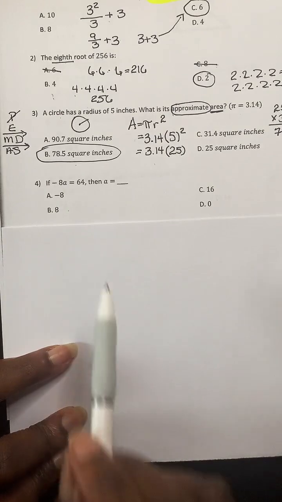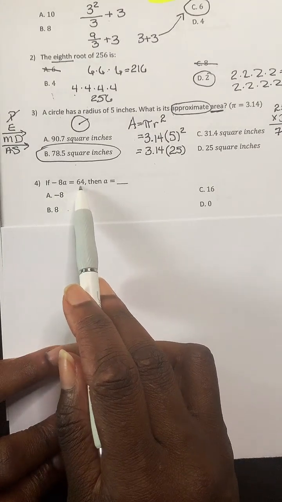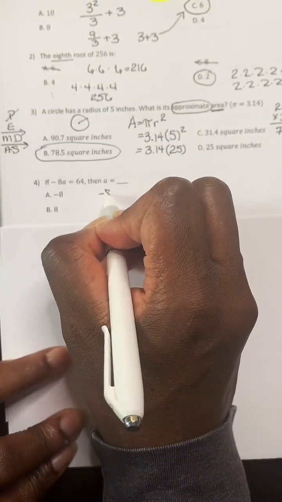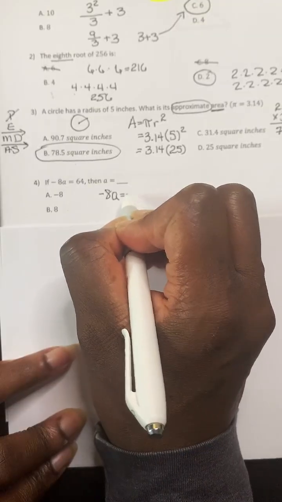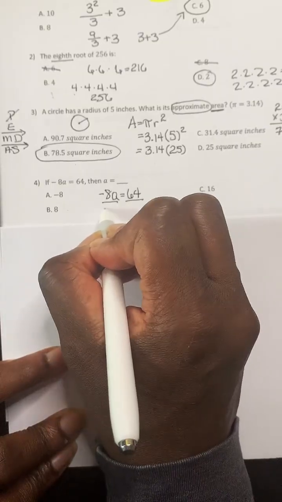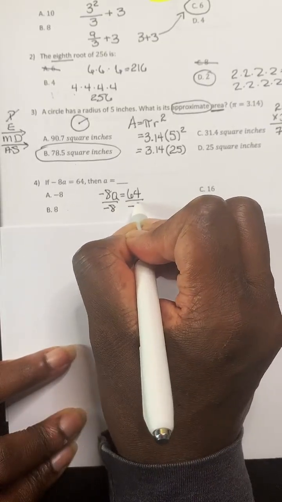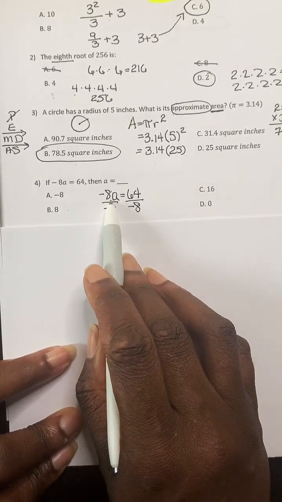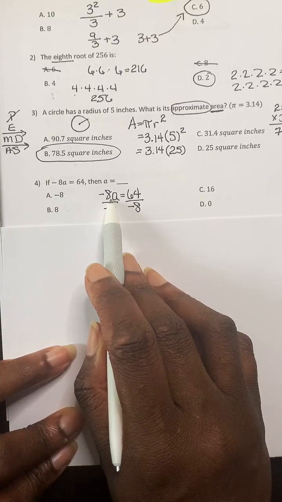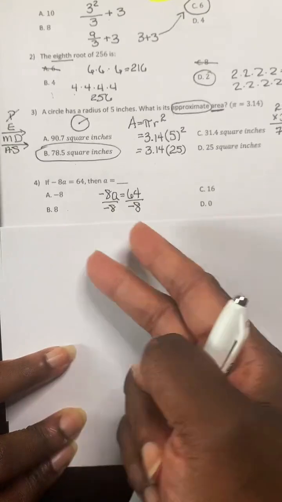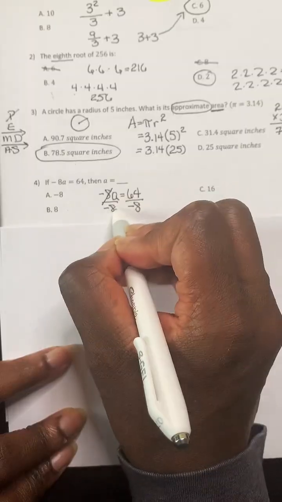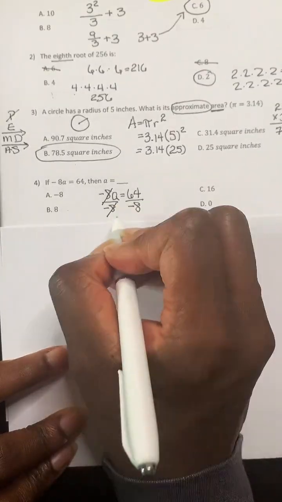Now, let's take a look. If negative 8a equals 64, then a equals. All we're doing, people, is one-step solving. Okay, so since it's an equal sign, we don't have to worry about flipping anything. We're dividing by a negative 8. The reason why we're dividing, if you just don't see a plus or a minus sign between the 8 and the variable, that means you're doing multiplication. The inverse of multiplication is division. So when we have that negative 8 divided by negative 8, that will give us our a.